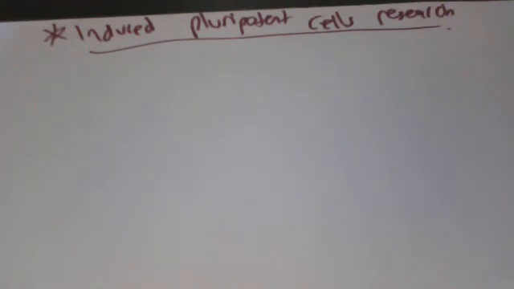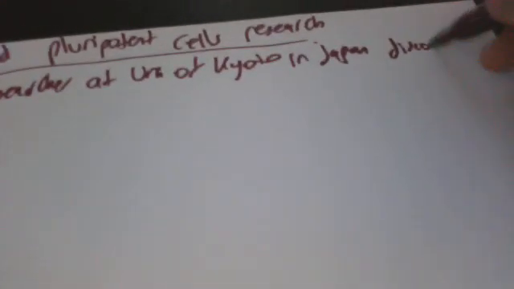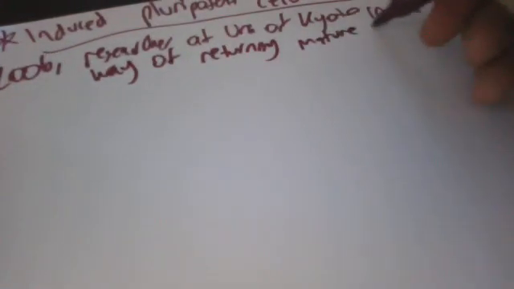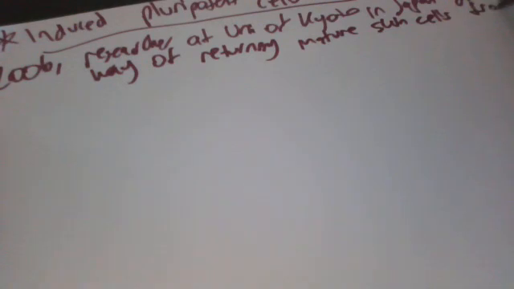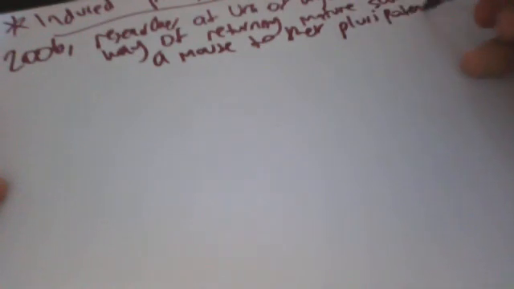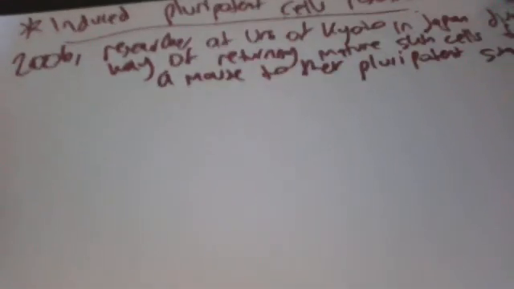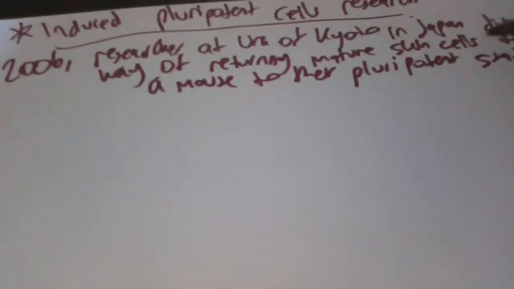Okay, in this video I want to talk about induced pluripotent cells research. Now, in 2006, a researcher at the University of Kyoto, Kyoto's in Japan, discovered a way of returning mature skin cells from a mouse to their pluripotent state, returning them from specialized cells back into the original state.